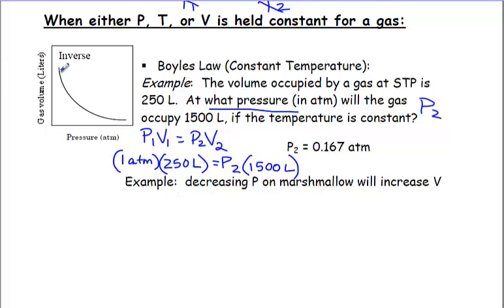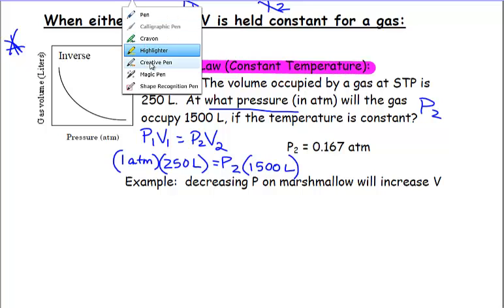Now let's look at our inverse relationship here. And this is something you're going to have to memorize. Boyle's law is held at constant temperature, and when we look at volume versus pressure with the temperature held constant, it is an inverse relationship. So as pressure is increasing, the volume is decreasing. Or if we decrease pressure, the volume is increasing, just like we said in this example. So I'm going to highlight this for you guys so you know that we have to memorize this. Boyle's law is at constant temperature.